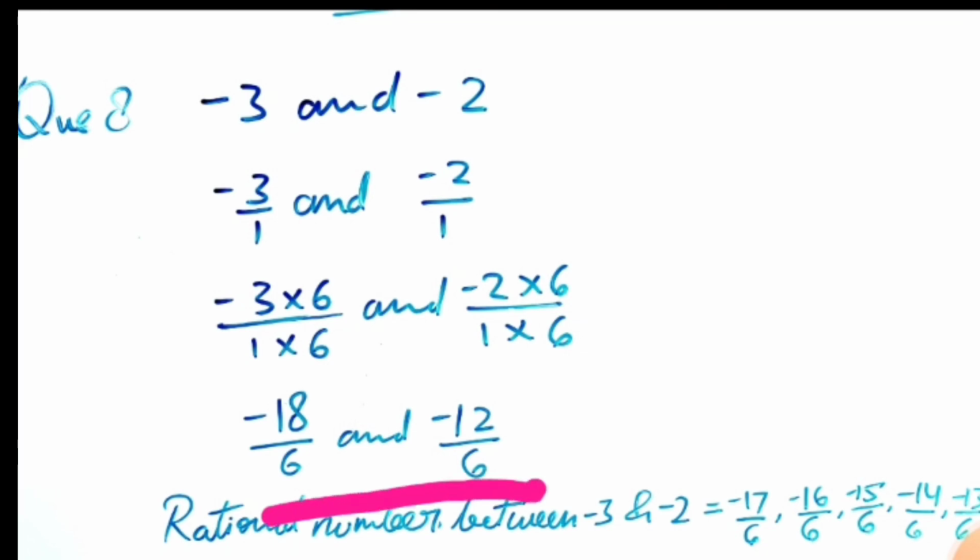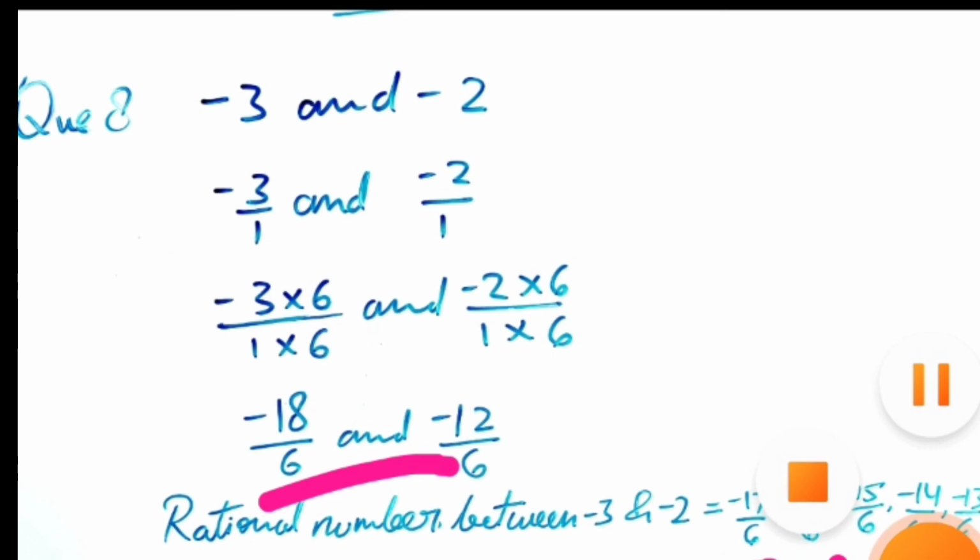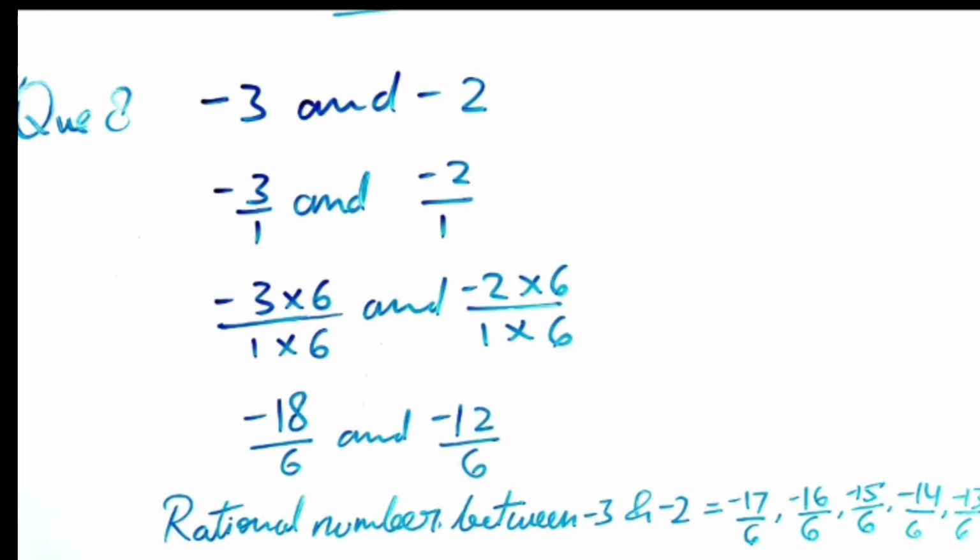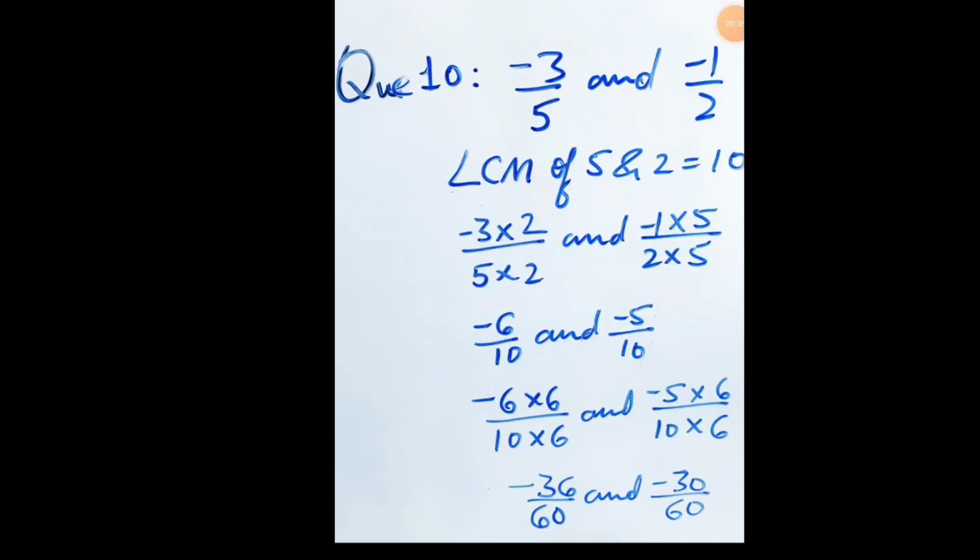And we can easily write the 5 rational numbers between them as -17 by 6, -16 by 6, -15 by 6, -14 by 6 and -13 by 6. In this way these are the required rational numbers between them. Now come to question number 10.